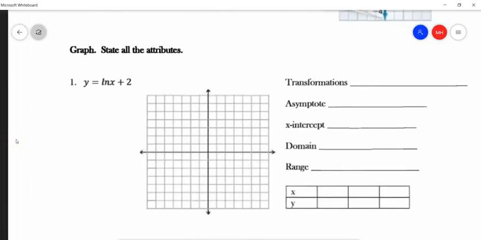So let's see number 1. We have y equals ln of x plus 2. Well, this number in the back would be a k value, which means we have a vertical shift up 2. My asymptote would be x equals 0. So I'm going to go ahead and put in, that is the y-axis.